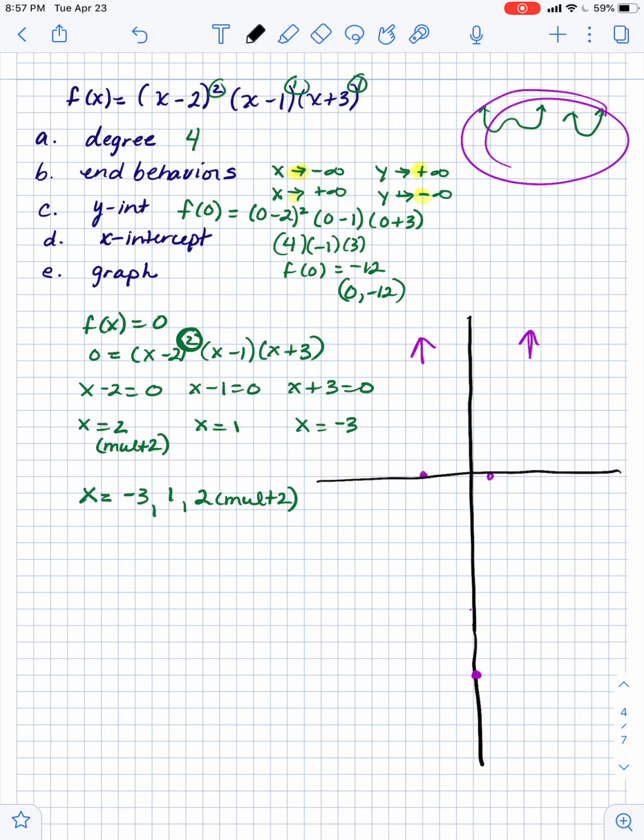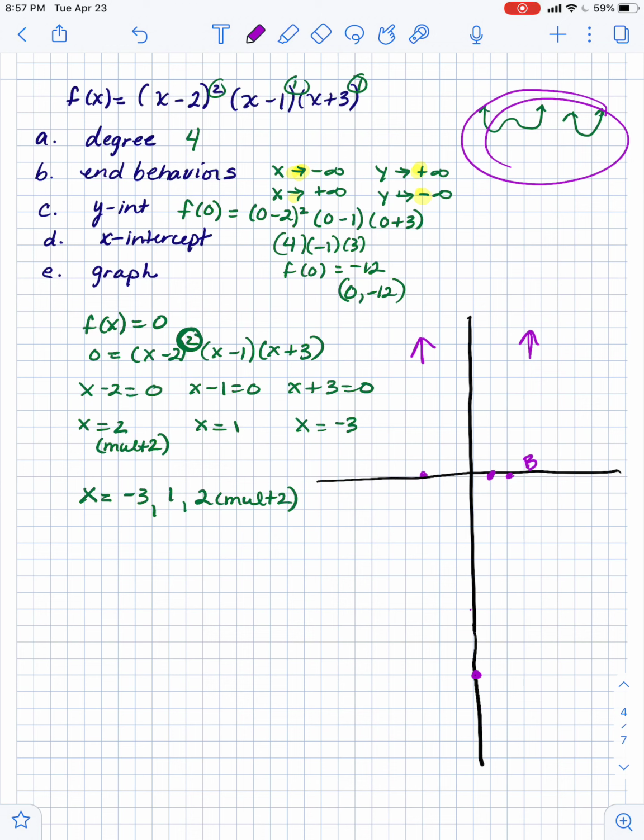Okay, so 1 and 2. Yeah, those are really close together. That's going to be... Okay, so we've got it at 2. It's going to touch and bounce. So I'm going to put a little B there.